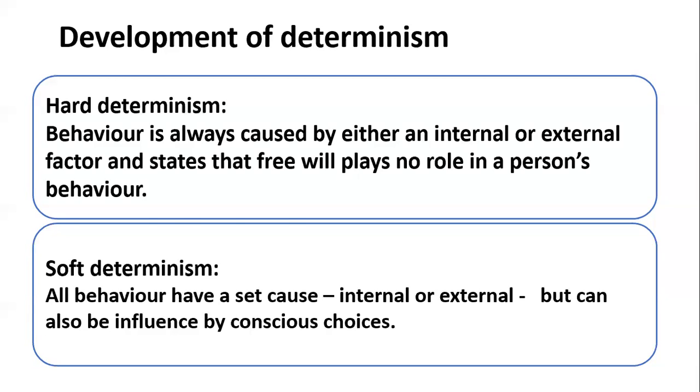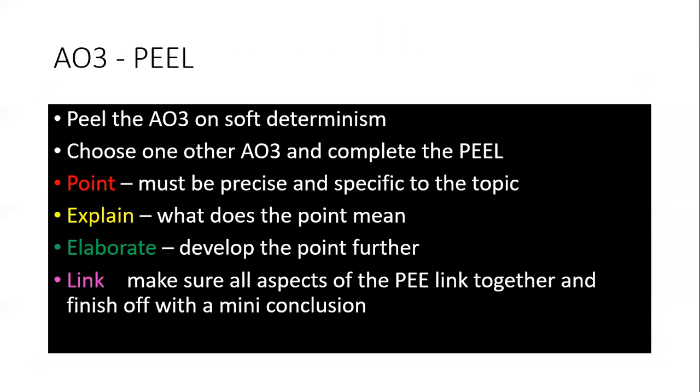So what I'd like you to do now is, I've done 2 peels for you and we've done plenty of other peels in the other approaches. So this is a skill you're developing. Go to your core textbook, read the nice little paragraph on soft determinism. We've got our point: the cognitive approach can be considered to be classified as being soft deterministic. A little bit worded, but you can make it a bit more precise. Explain what that means, but make sure you're linking it to the cognitive approach. Elaborate on it further. That means give a little bit more information about it, and then give a linking sentence that makes a mini conclusion.